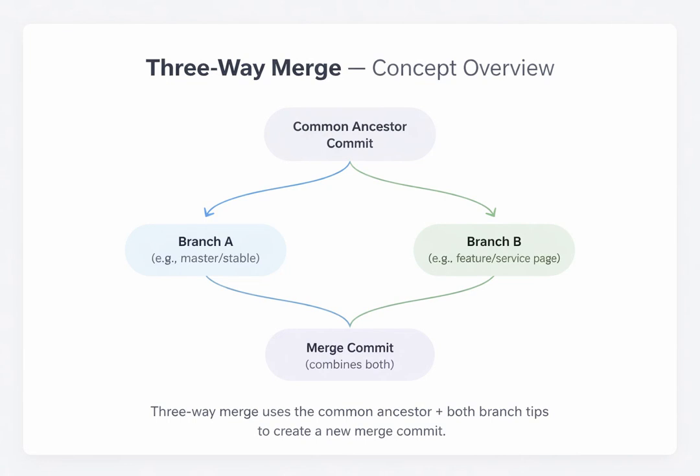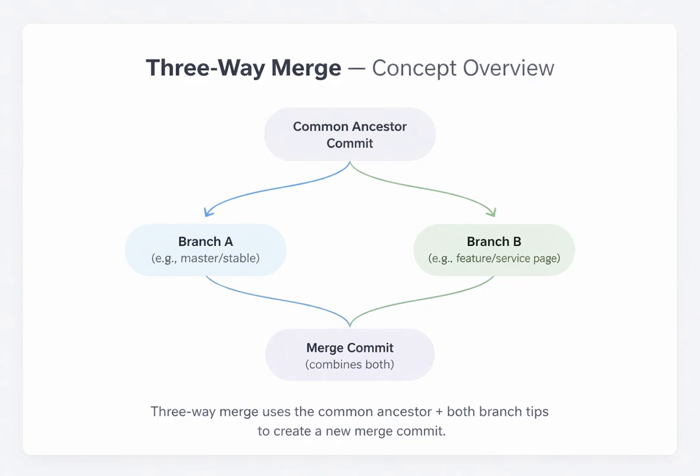Now let's talk about the three-way merge. This is a concept that comes up when 2 branches have diverged from a common point. Here's how it works. Imagine you have a master or stable branch, and at some point someone created a feature branch, say a service page branch, from that same commit. Both branches then moved forward independently.